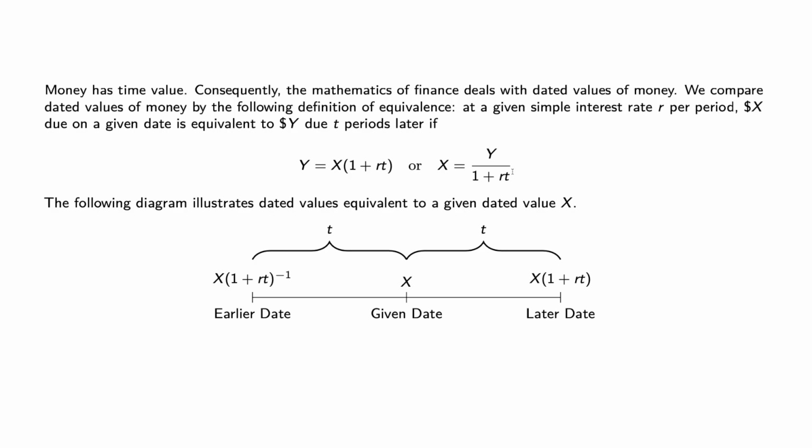Now, it's perhaps best to represent this diagrammatically. Say, for example, we have X at a given date, some date now. Then at a later date, specifically T periods later, the equivalent amount of money would be X(1 + RT). Or, in the opposite direction, at an earlier date, we could also say the equivalent amount is X(1 + RT) to the power of negative 1, so we've discounted it by that factor.